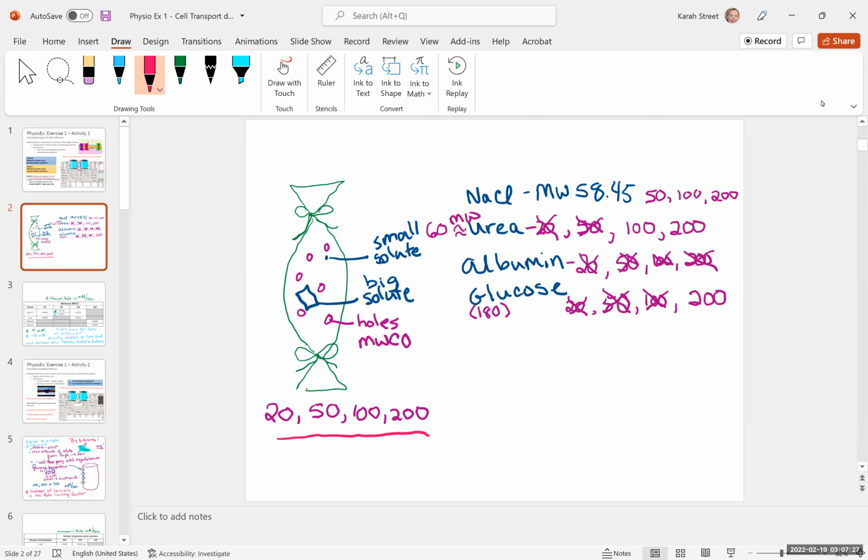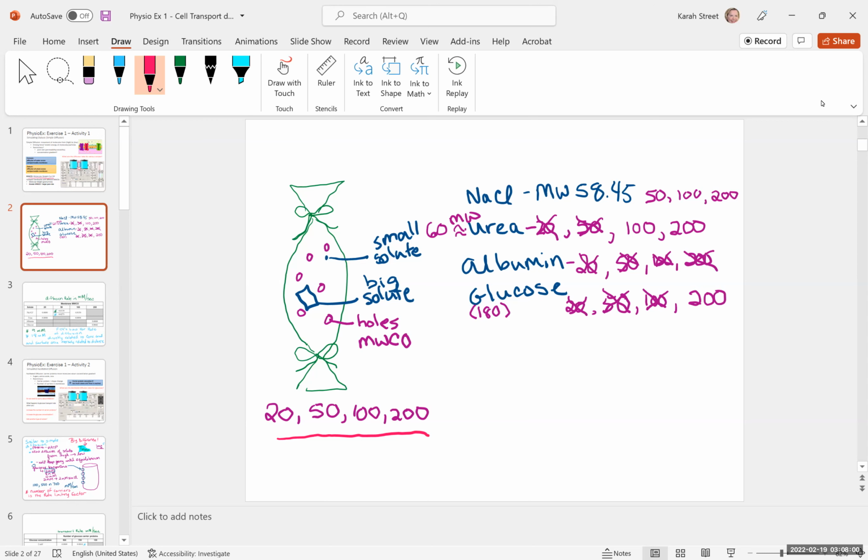Now, sodium chloride has a molecular weight of 58.45. Urea has a molecular weight of about 60. Glucose has a molecular weight of 180. And albumin is in the thousands of kilodalton size. So the question was, when would these solutes be allowed to move? When could they diffuse through those holes?